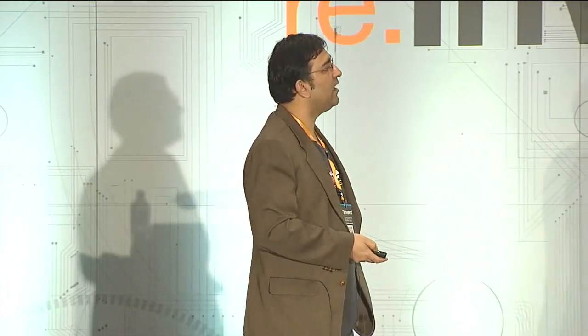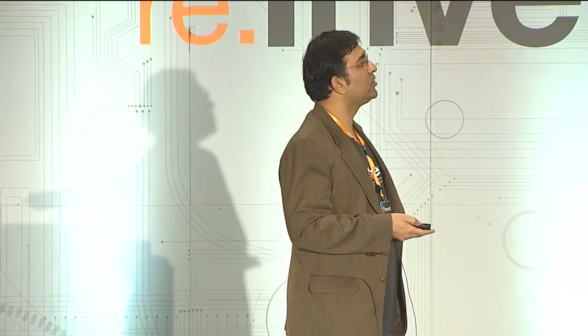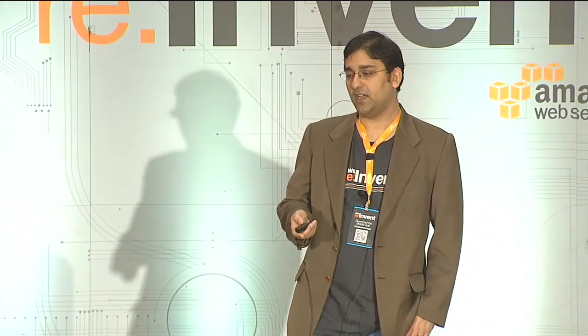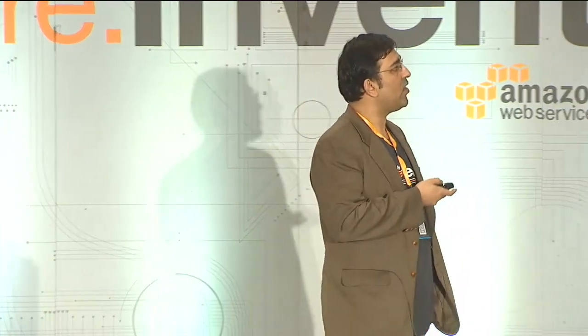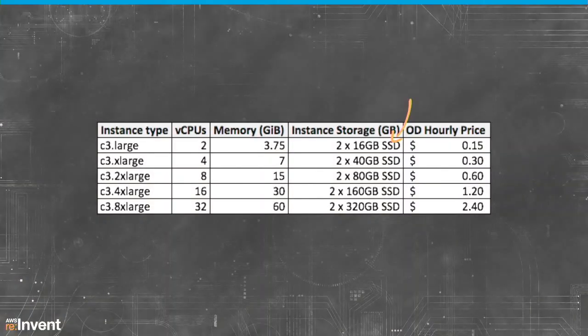And the price goes from about 15 cents an hour for the C3 large to $2.40 an hour for the C3 8 extra large. Let's focus on the C3 2 extra large. That's roughly the equivalent of a C1 extra large if you are used to using C1s. It has 8 virtual cores, double the memory of that one, that is 7 gigs of RAM. It has 2 small SSDs, but the price of a C1 extra large is 58 cents an hour. This one's 60 cents an hour. But the performance is that much better.